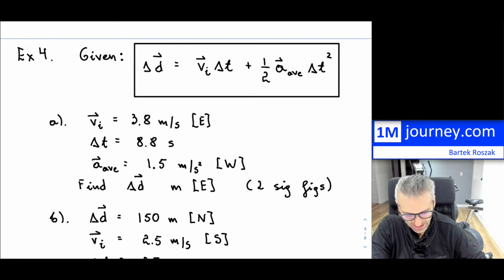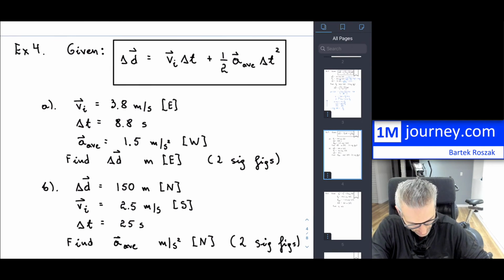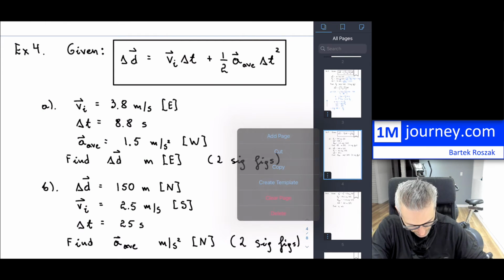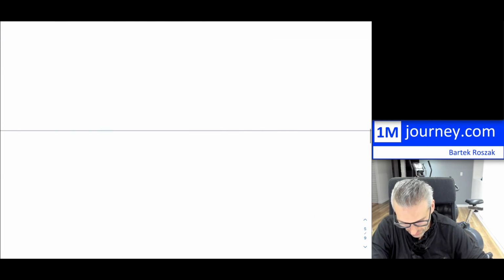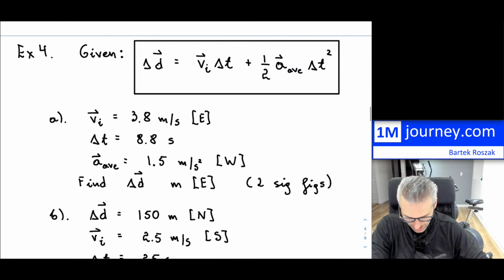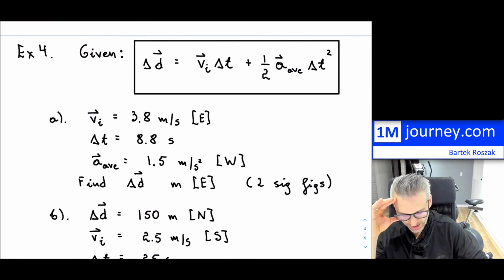So here I have two pieces. I think I'm probably going to need an extra page here, so I'm going to add it up there for space. Okay, so let's look at part number A.